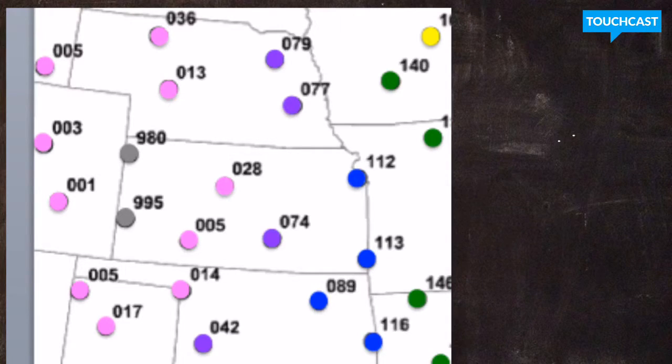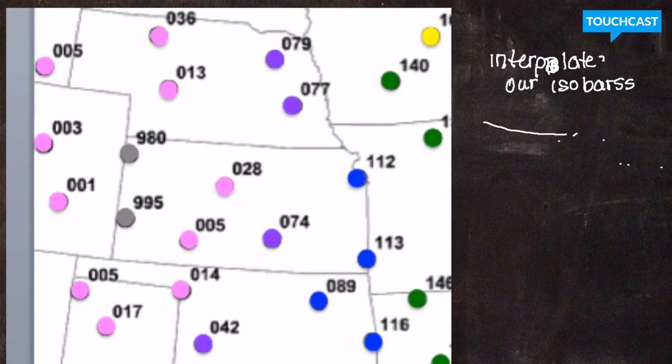Okay, so we need to interpolate our isobars. Remember that isobars are equal pressure, so everything on the line has to be the same. So we're going to need to estimate between 2 points where our line is going to go.